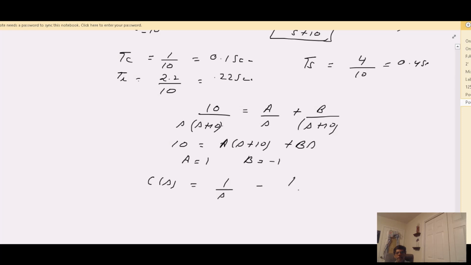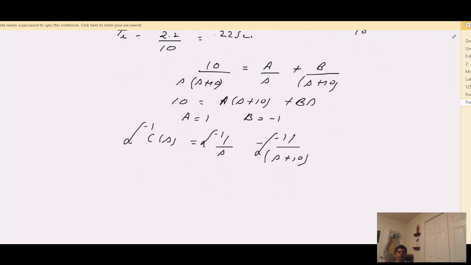So this is minus 1 over S plus 10, and you will see you are going to get a forced response and a natural response because you have a pole at 0 and a pole at minus 10. So C of t is simply going to be equal to 1 minus e to the power of negative 10t. Now you see that as t goes to infinity, all you will be left with is the forced response and the system is stable. And this part is known as the natural response.